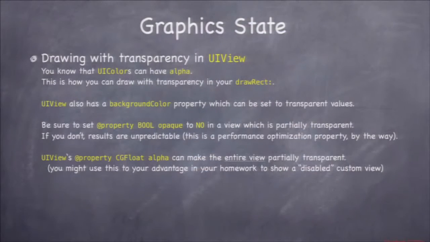Okay? So UIView has a property called alpha. If you set it to 50%, then everything in your view will be 50% see-through. Right? 50% transparent, or 20%, or whatever percent you want. That's the entire view, no matter what's going on inside. And of course, you have transparent colors that you could draw with, fill with, stroke with, whatever, to draw transparently that way as well. So there's a lot of ways to draw transparently in your view.